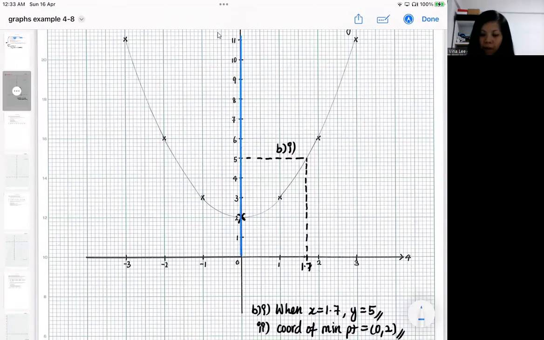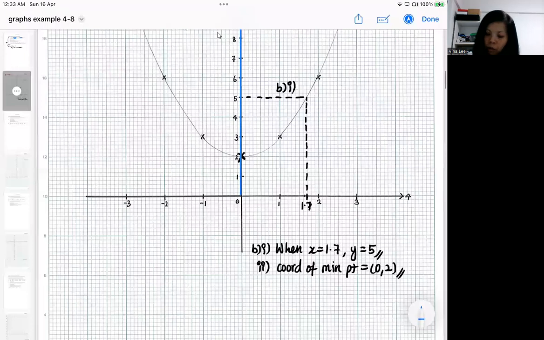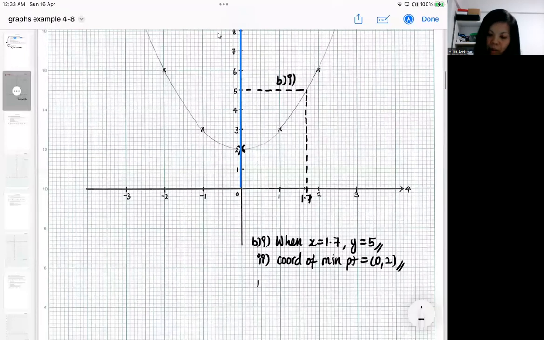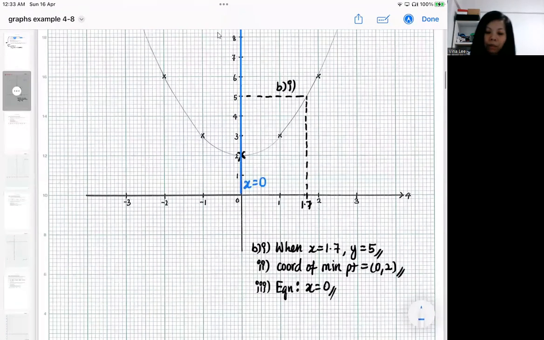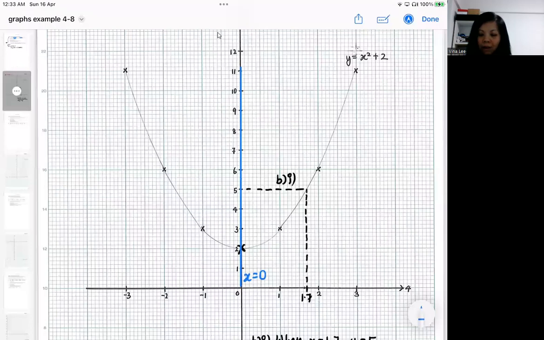It's a vertical line. And I mentioned that the line of symmetry is always x equal to something. In this case, it's x equal to 0. If you put your answer as 0, you get no mark. So the equation here is x is equal to 0. It's a vertical line that cuts at 0.